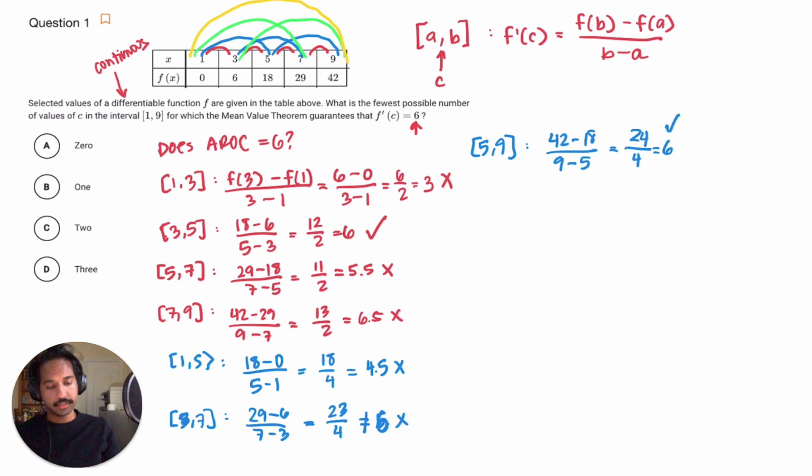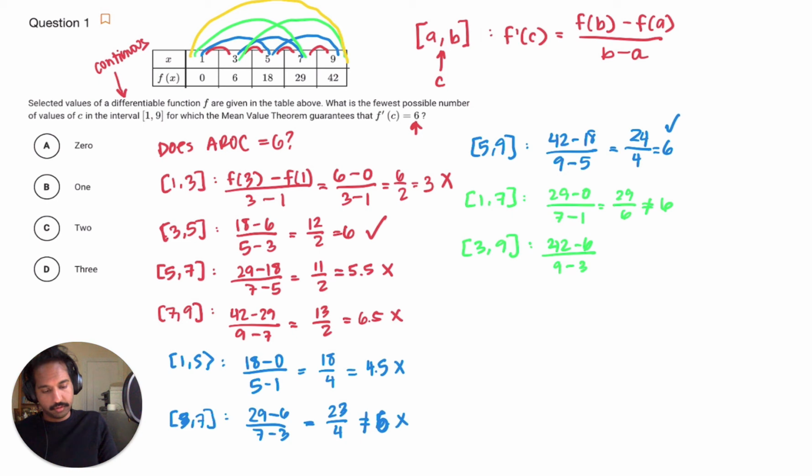Now let's check the green ones. The green intervals, I see that's 1 to 7, which would give me 29 minus 0 over 7 minus 1, which is 29 over 6. That's not equal to 6. And then the next one is 3 to 9. 3 to 9 is 42 minus 6 over 9 minus 3, which is 36 over 6 equals 6. Okay, that one works too.